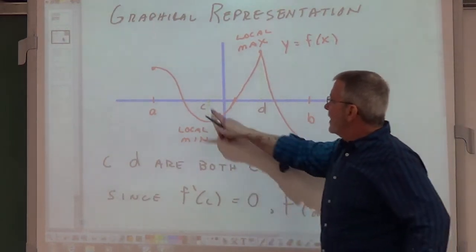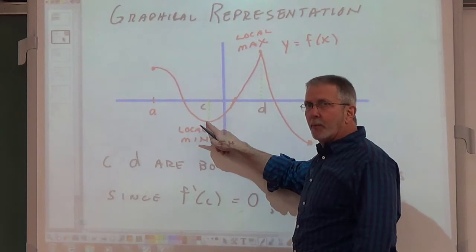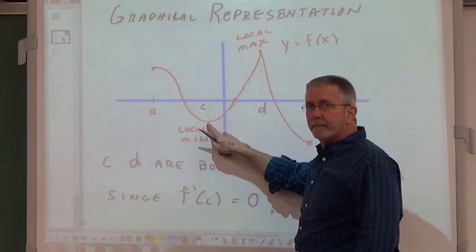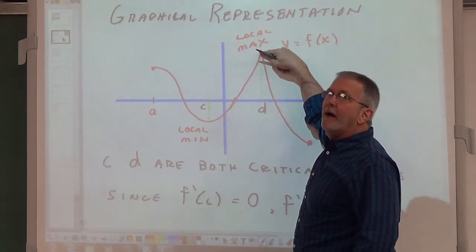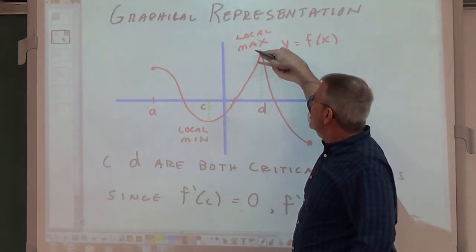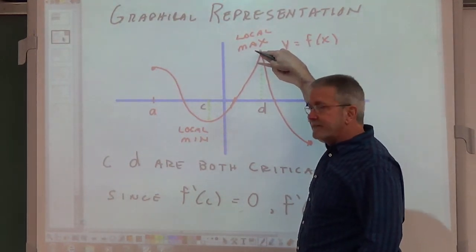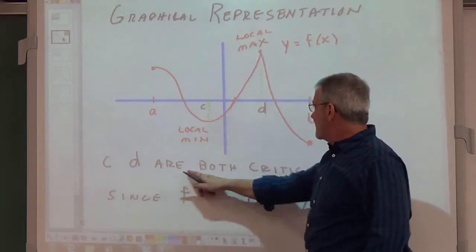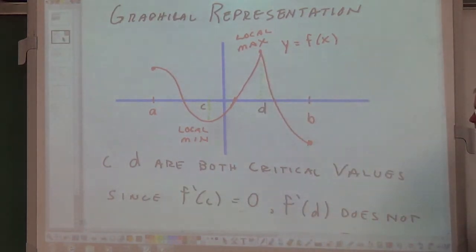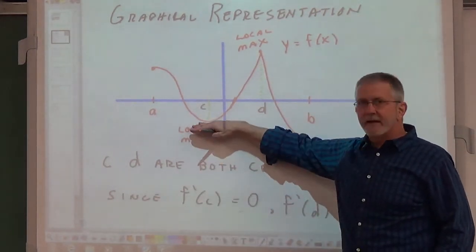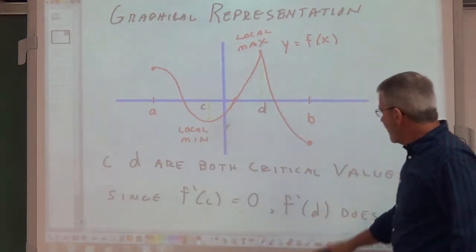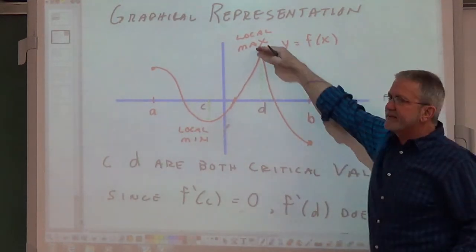And I see right here at the value C, this is a critical point, and I have a local minimum. And over here at D, I have another critical point. It's one of those ouchie points. That's a local max. C and D are both critical values. Since f prime at C is 0, I have a horizontal tangent line right there, and at D I have the derivative that doesn't exist there.